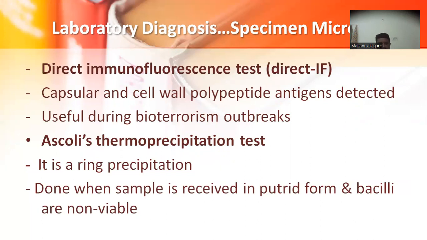outbreaks. The next step is Ascoli's precipitation test. It is a ring precipitation test, done when the sample is received in a putrid form and the bacilli are non-viable.